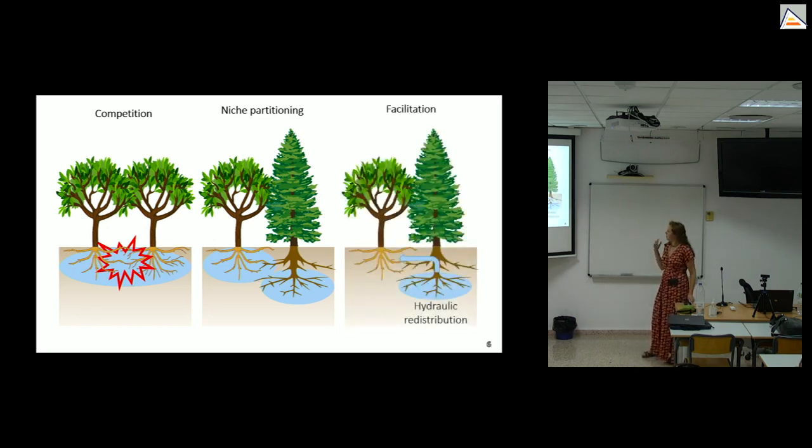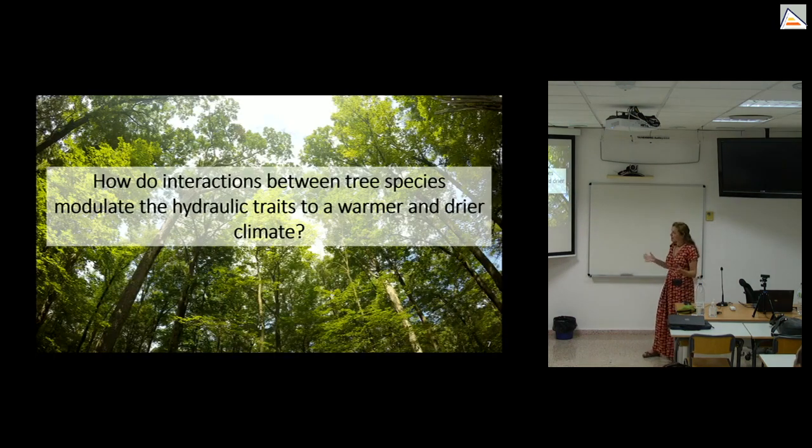Or facilitation, when one individual with a deeper root system, for example, will take water at deeper layers in the soil and release the water in the superficial layers of the soil, and so increase the general moisture of the soil. So in this context, my PhD is about the interaction between tree species, and how this interaction between tree species modulates the hydraulic traits response to a warmer and drier climate.